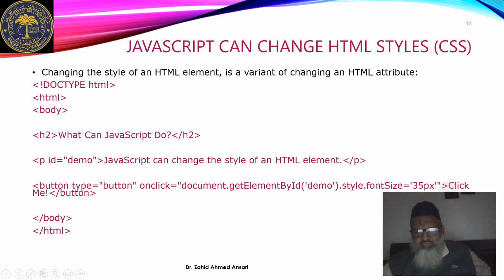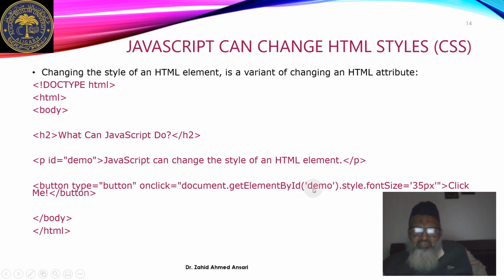On the button we have written click me. Its type is button, and on clicking the button we are changing the style. How are we changing the style? We are doing document.getElementById demo.